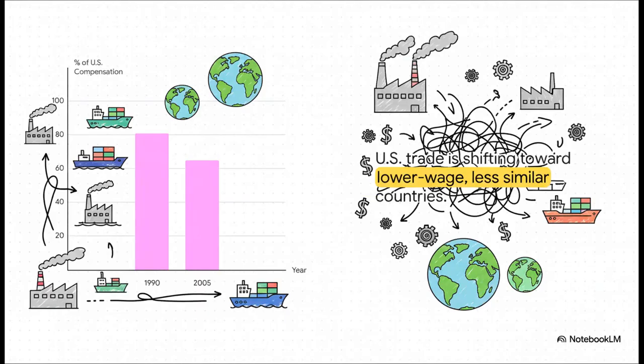And what about international trade itself? Well, check out this chart. It shows the average wage of America's top trading partners compared to the U.S. wage. Back in 1990, it was at 81%, which means the U.S. was mostly trading with other rich, similar countries. But look what happens by 2005. It drops all the way down to 65%. Why? Well, this reflects the huge rise of trade with very different, lower-wage countries like China and Mexico. And trade that's driven by massive differences in wages? That, my friends, is pure, classic comparative advantage making a major comeback.